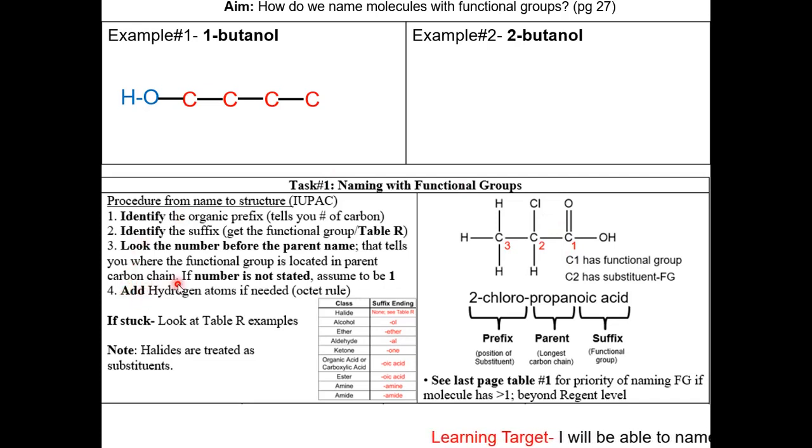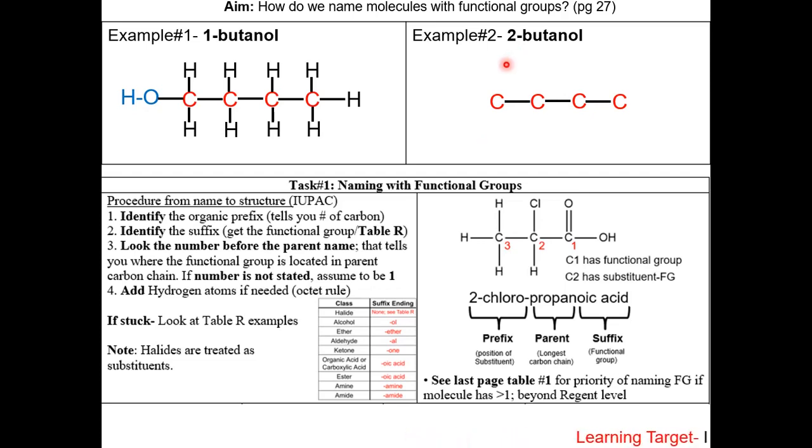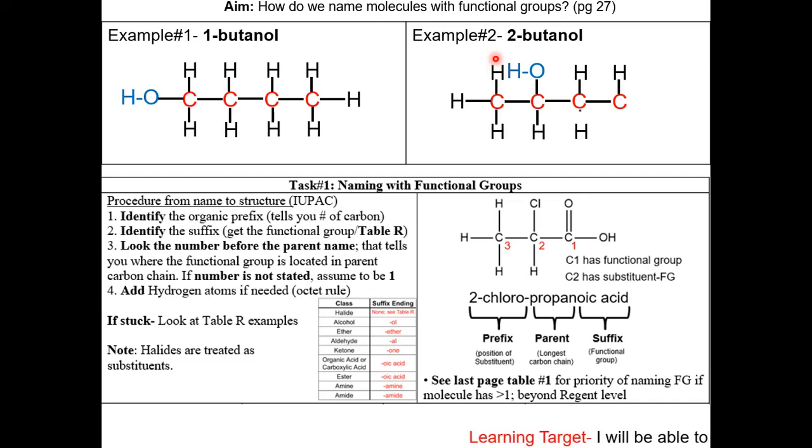For step 4, add hydrogen atoms if needed. Follow the octet rule. So we just fill in the rest of the molecule with hydrogens. And this is the structural formula of 1-butanol. For example 2, we're going to draw the isomer, 2-butanol. 2-butanol will have a similar structure to 1-butanol. It has the same parent chain of 4 carbons long. The OH group will be on carbon 2 rather than carbon 1. And here's the structural formula of 2-butanol.